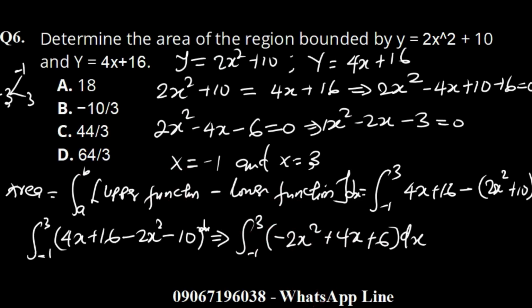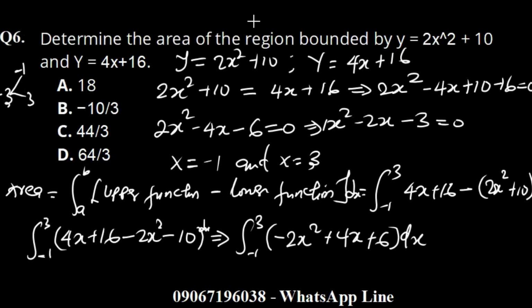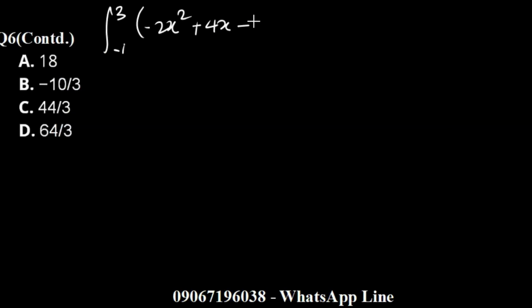So to continue, we need to move on to the next page. Remember, we're asked to find the integral between 3 and minus 1 of minus 2x squared plus 4x plus 6 dx. Now what we're going to do quickly is to move on to integrate.